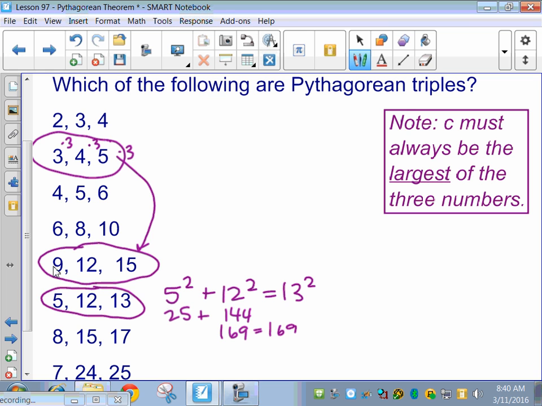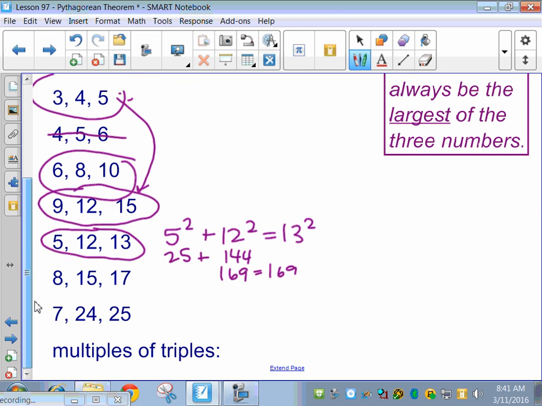Monica? 6, 8, 10 is another one. How do you know? Good. You can multiply 3, 4, 5 by 2 and get 6, 8, 10. So that's also one you could memorize or know it's a double of the 3, 4, 5. Okay? This one's definitely not. I don't know if you guys want to check it or not. This one's definitely not.